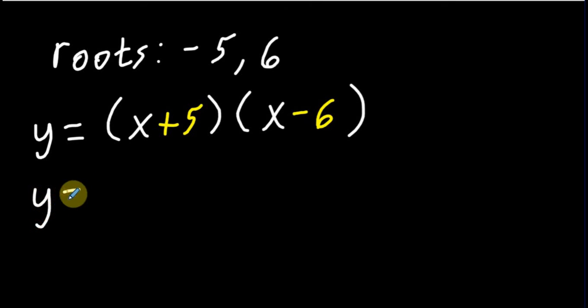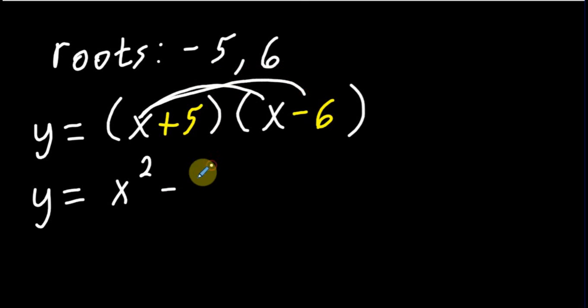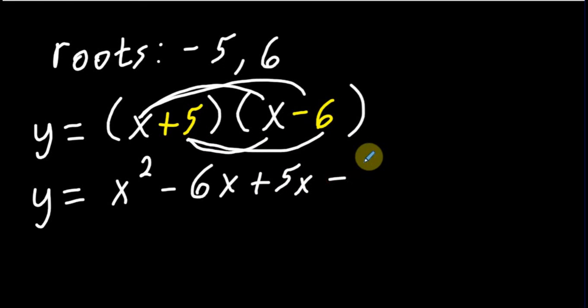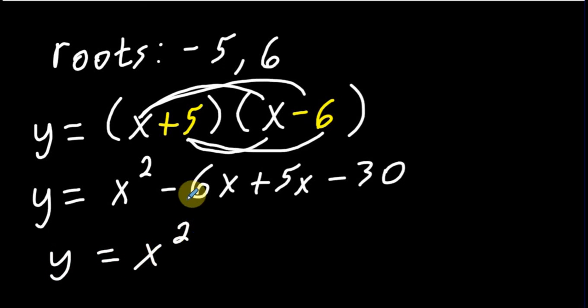So y equals x times x. Again, I'm just distributing. x times -6. 5 times x. And 5 times -6. And then for our final answer, y equals x squared, -6x plus 5x is -1x. You're welcome to put the 1 there if you want to, minus 30.